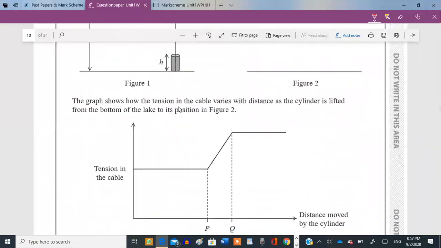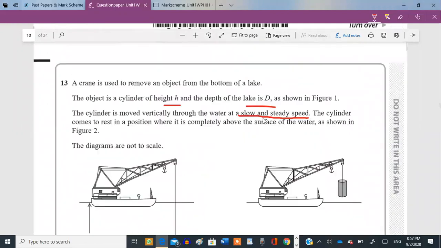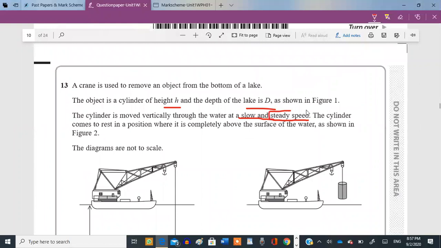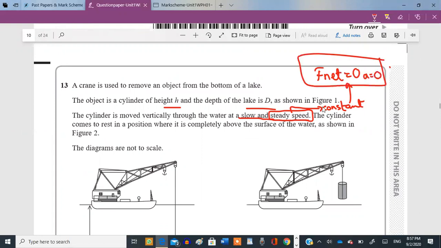The graph shows how the tension in the cable varies with the distance as the cylinder is lifted from the bottom of the lake to the position in figure 2. The key term over here is steady. Steady means again constant speed. What do we mean by constant speed? Constant means net force is 0, so no acceleration. Acceleration is also 0. That's the key term to identify.